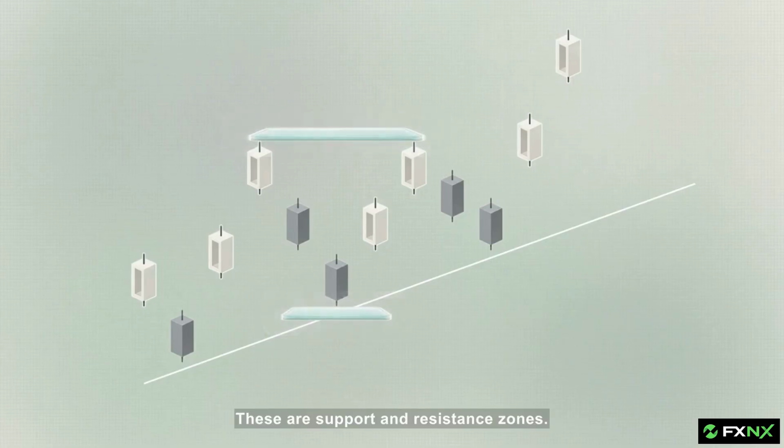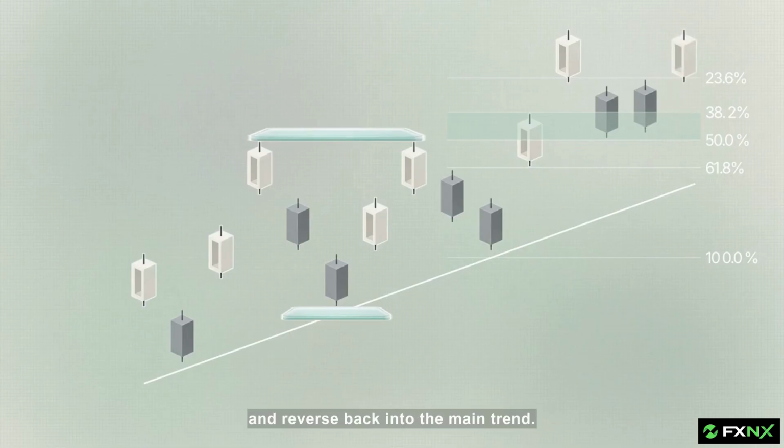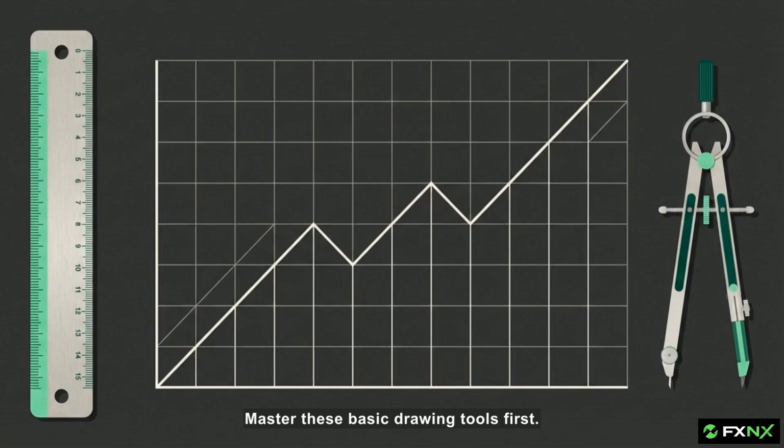Within that trend, price will constantly hit invisible ceilings and floors. These are support and resistance zones. They mark the specific horizontal levels where buyers and sellers repeatedly clash, fighting for control of the momentum. When that momentum pauses and pulls back, a Fibonacci retracement grid maps out the math. It highlights key percentage drops, like 38 or 50%, where the price is statistically likely to find support and reverse back into the main trend. Master these basic drawing tools first. They provide a comprehensive map of what the market is actually doing, without a single drop of algorithmic noise.